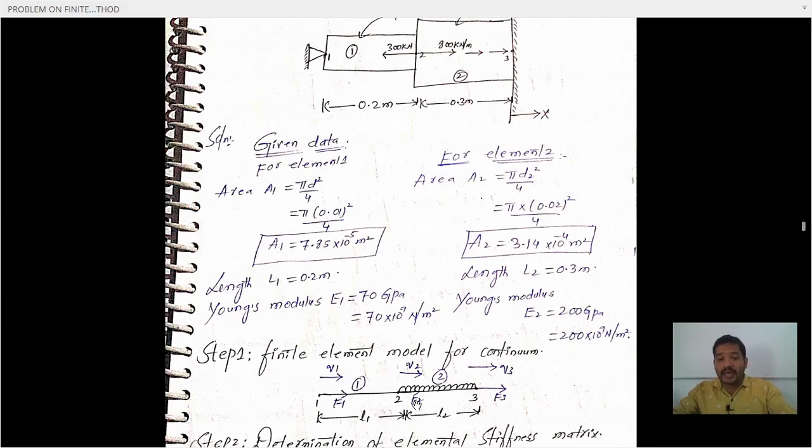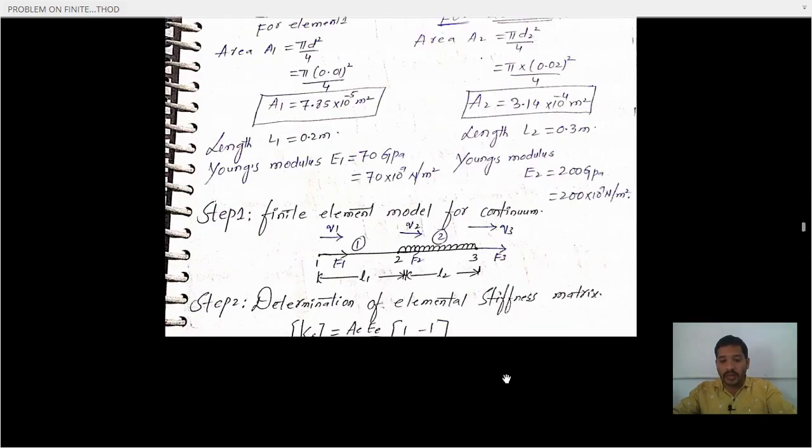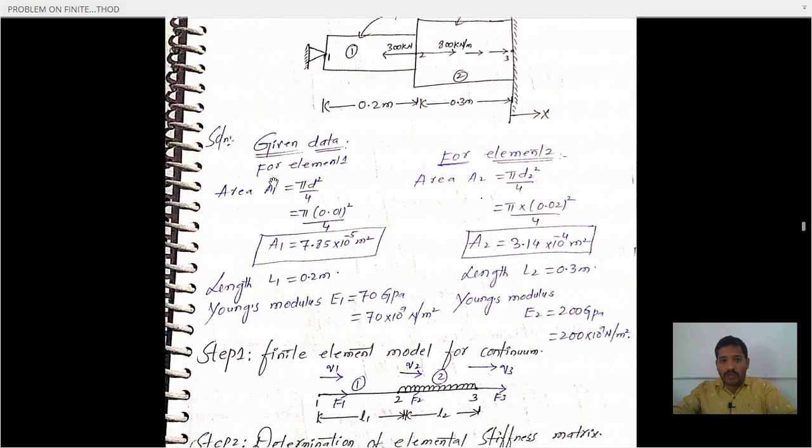F2 indicates the nodal force acting at point 2, and Q2 represents the nodal displacement acting at point 2. What about 3? F3 represents the nodal force acting at point 3, and Q3 represents the nodal displacement acting at point 3. Because we know the lengths, we can call this one L1 for the first element, and this one the length of the second element.